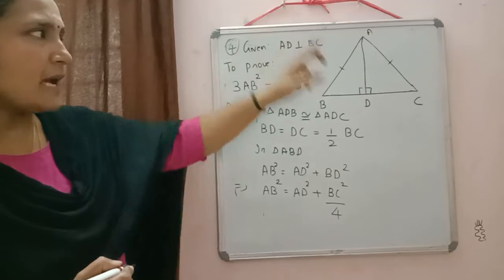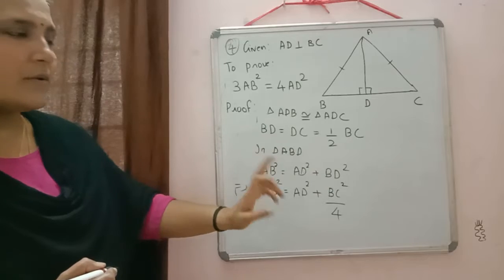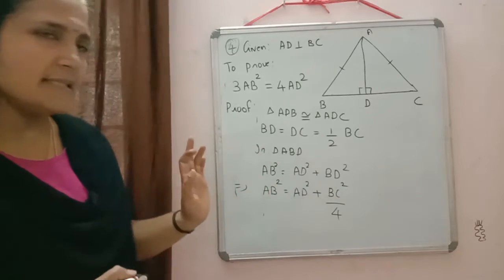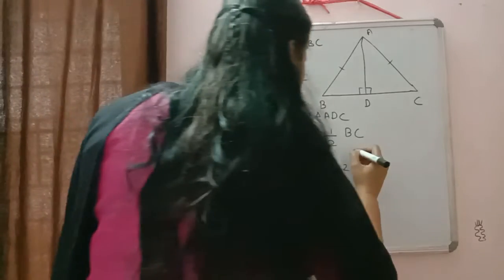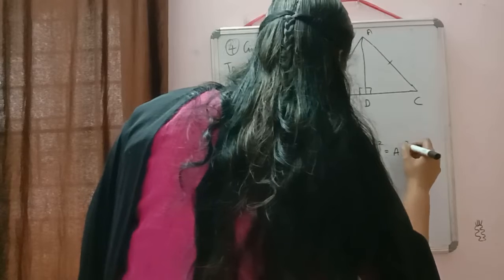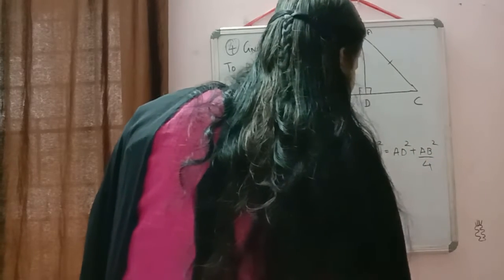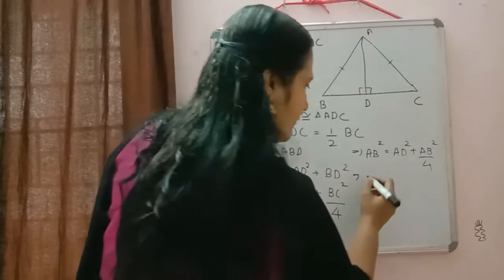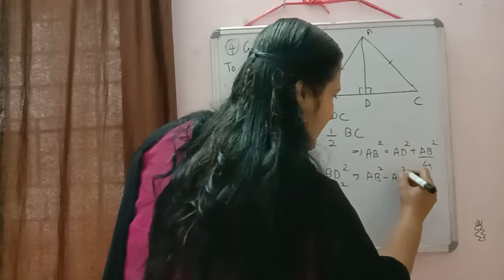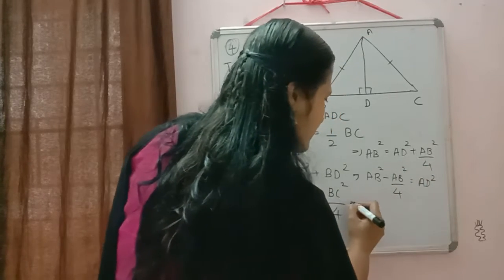So which type of triangle is this one? Equilateral triangle. So all sides are equal. So BC will be equal to AB. So I am replacing this BC by AB. So write down there, AB square is equal to AD square plus AB square by 4. Now we can shift AB square by 4 to the left hand side. Then it will come AB square minus AB square by 4 is equal to AD square.